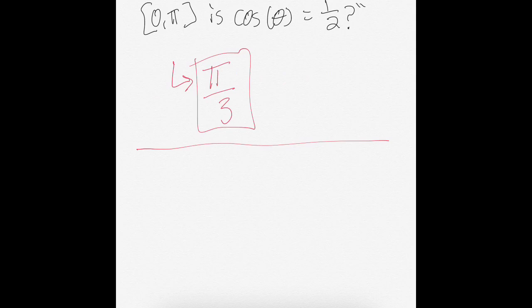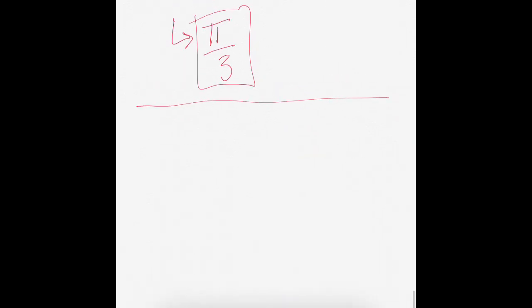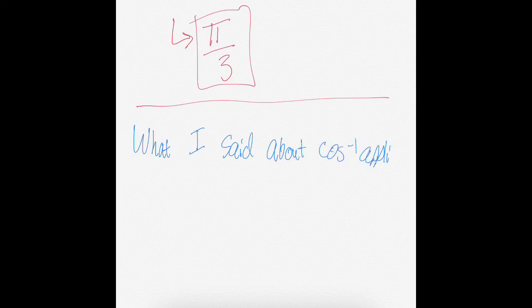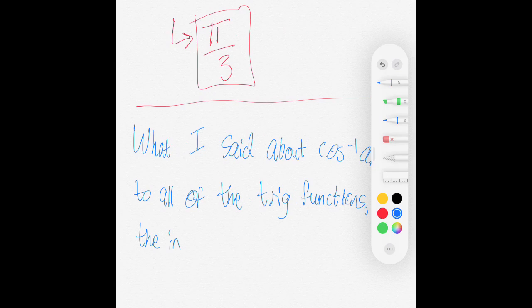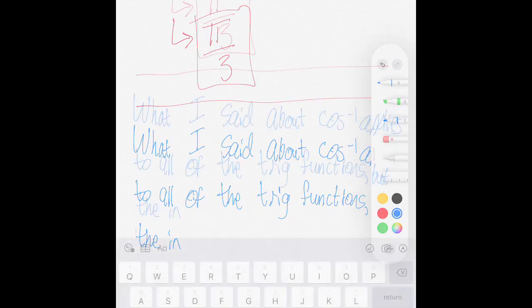The next problem, do I want to do 9? I'm going to skip 9 because 9 is basically the same. I will just make a note here that what I said above about arc cosine, about cos inverse, applies to all of the trig functions, right? So like sine inverse, tangent.